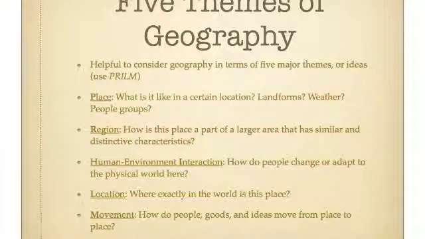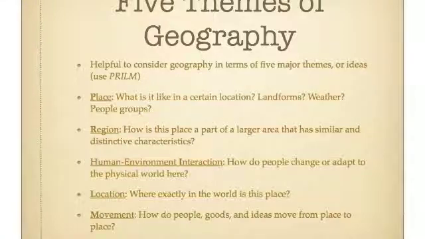Geography, this whole study can be very, very dense and very, very confusing. So it might be helpful to consider geography in terms of 5 major themes or ideas. An easy way to remember this is PRILM, P-R-I-L-M. And what those stand for are place, the first theme. What is it like in a certain location? What are the landforms? What's the climate? What are the people groups that live there?